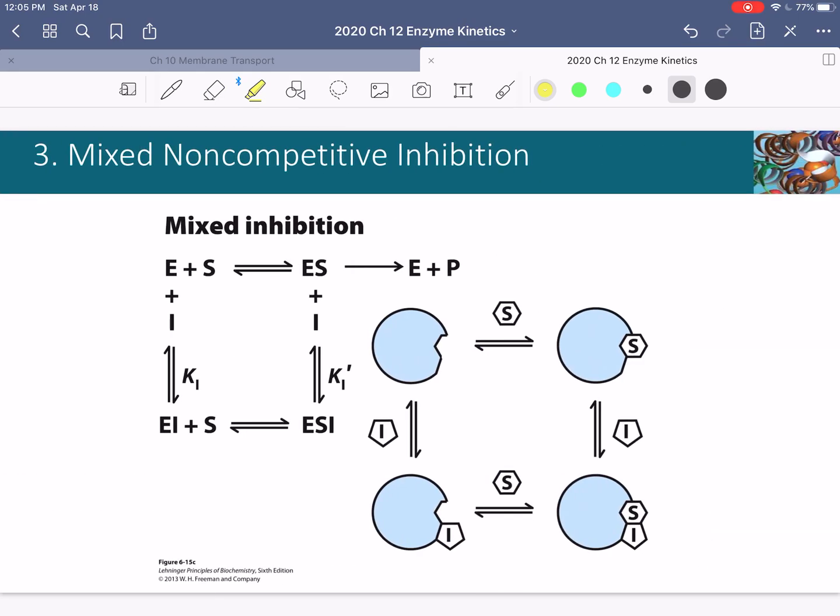So what's going on with mixed non-competitive inhibition? We don't know exactly, but there have been some models put out there. The only way to really know is to have a crystal structure, right? So what models fit the kinetic data? This is one of them, and you don't need to memorize this, but what you're looking at here at the top is your normal enzyme substrate reaction, right?